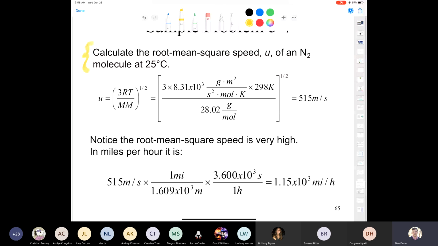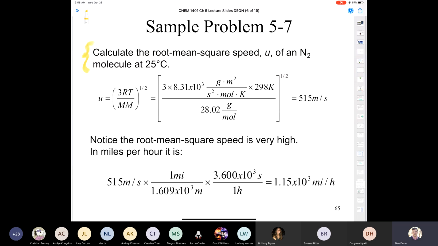I'd have to double check the handout for your next exam, which is midterm 2, but I'm pretty sure that I give you this formula. I'm going to ask you to memorize this formula. Root mean square speed is equal to the square root of 3RT over molar mass. If you were asked this question, calculate the root mean square speed, u, of a nitrogen molecule at 25 degrees Celsius. In this case, you have to use a different R.